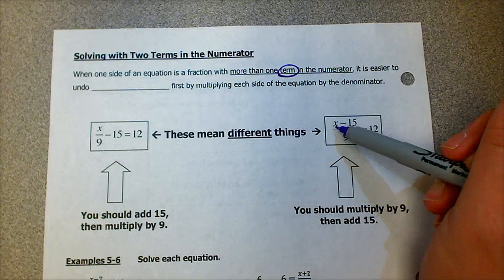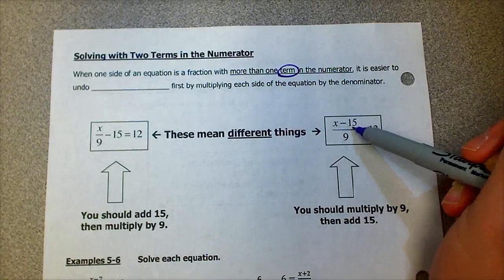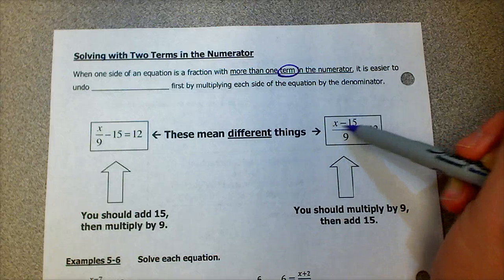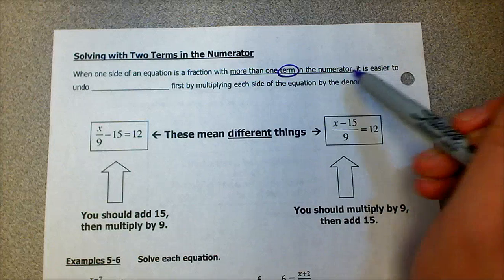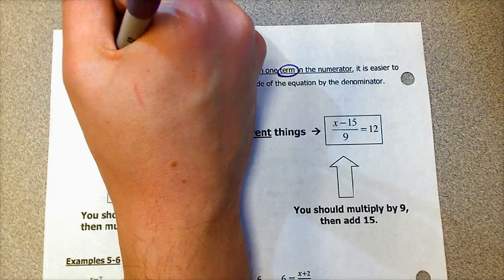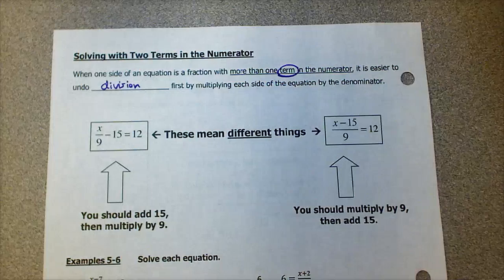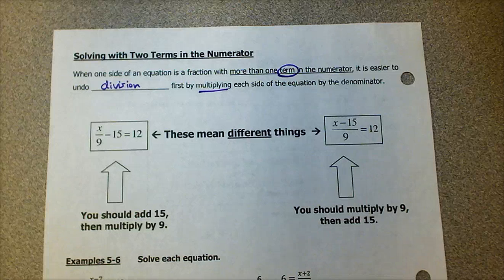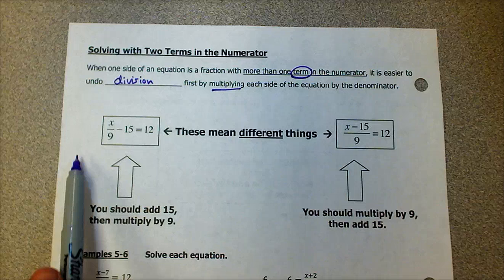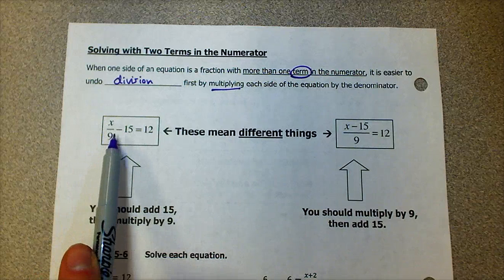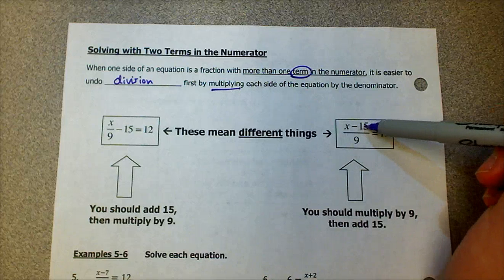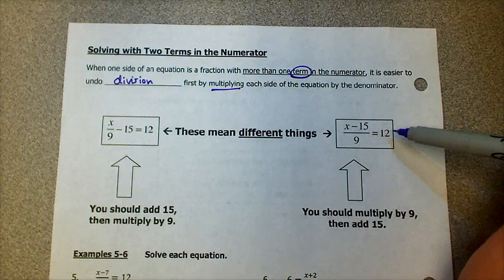So let's look down here at this equation. See how I have an x and a minus 15 in that numerator? The x itself is one term, and then the 15 itself is a second term. Whenever you have this case, it's easier to undo division first. And again, we undo division by multiplying each side of the equation by the denominator. So do you notice the difference between these two equations? In this equation, we have x divided by 9, subtract 15 equals 12. In this equation, we have x minus 15 all divided by 9 equals 12.